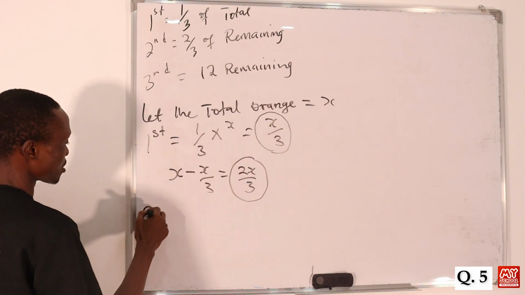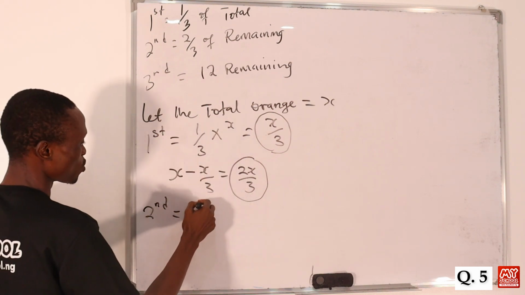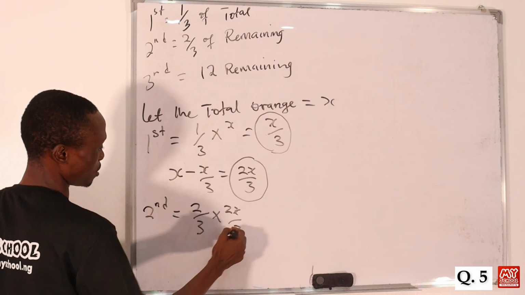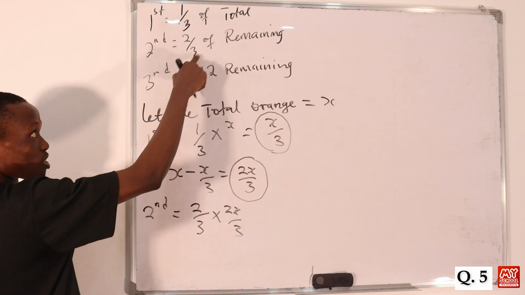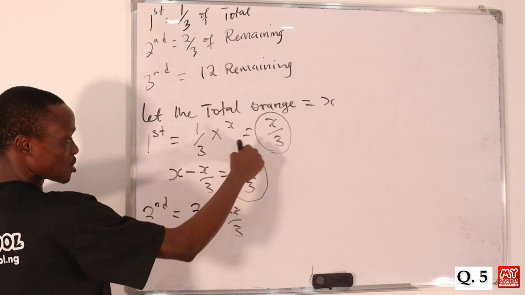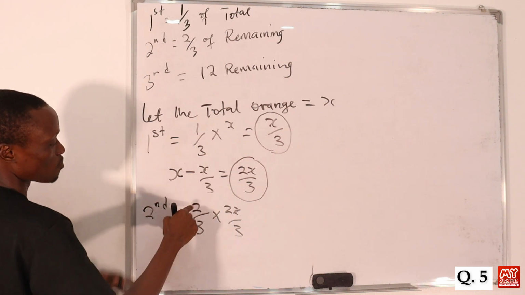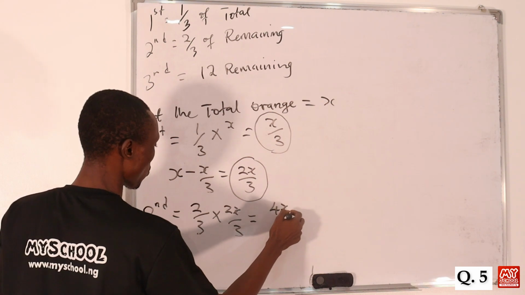Okay, so we are told that the second person received 2/3 of what is left. So that will be 2/3 times 2x all over 3. That's what we are told. The second person received 2/3 of the remaining, which is what is left after the first person has removed their share. So the second person has received 2/3 of this, which will be equal to 4x all over 9.